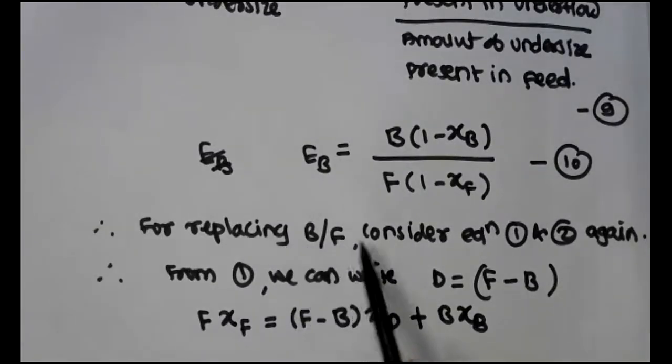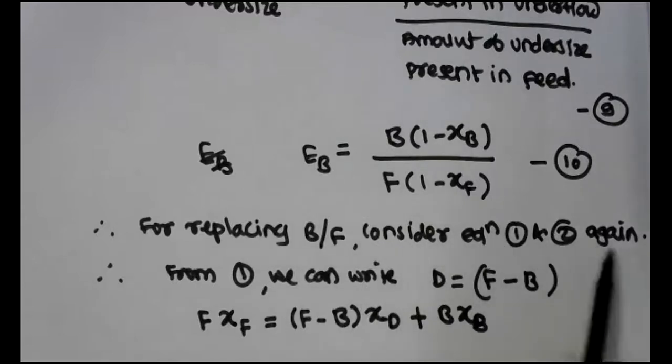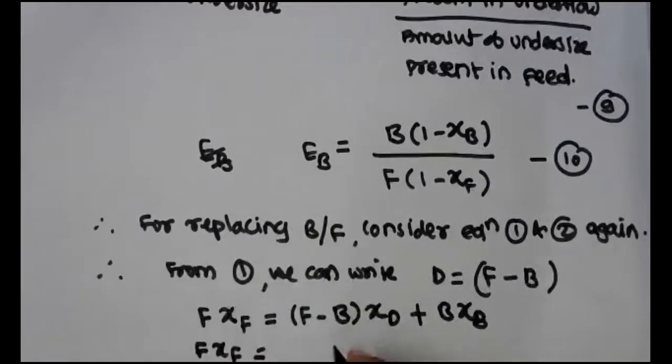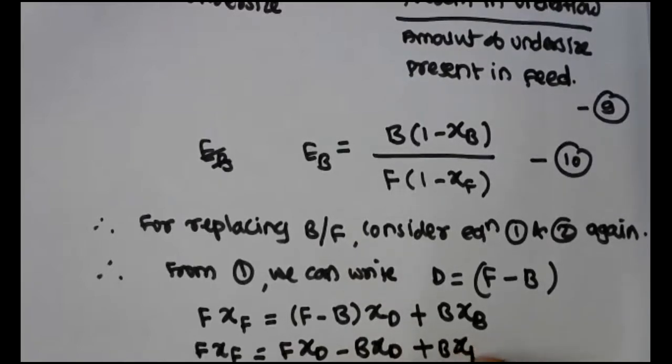So for replacing B by F, consider equation 1 and 2 again. So D is written as F minus B. So F XF is equal to, in place of D, F minus B times XD plus B into XB. Now we have to open the bracket and simplify this equation. So F XF is equal to F XD minus B XD plus B XB.